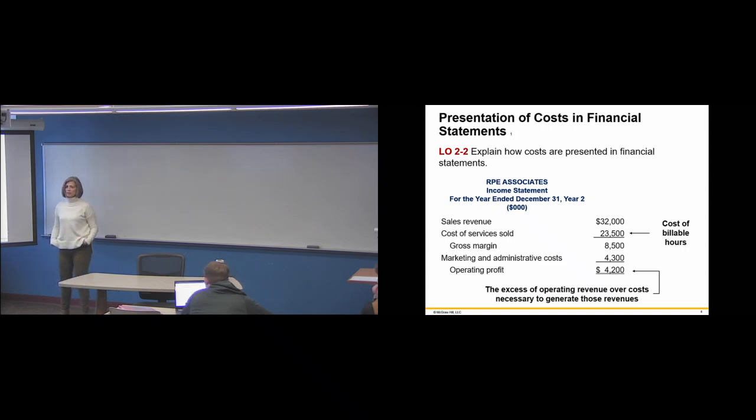This is your basic income statement, sales minus cost of goods sold. You'll notice it says cost of services sold. And so in service businesses, there are costs associated with providing services to clients, right? Just like there are costs associated with selling products to customers. And so there's just a slight change in the terminology here. This is a service business, like accounting or a law firm.